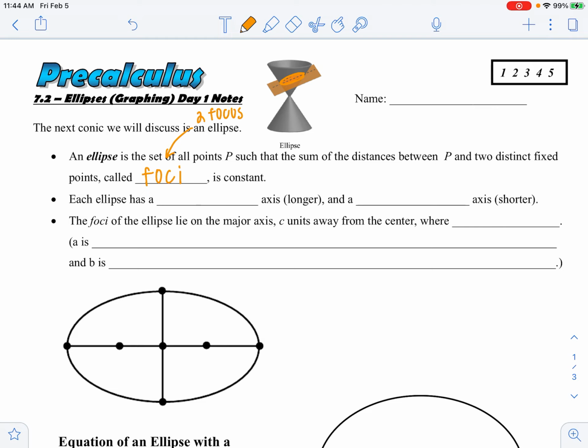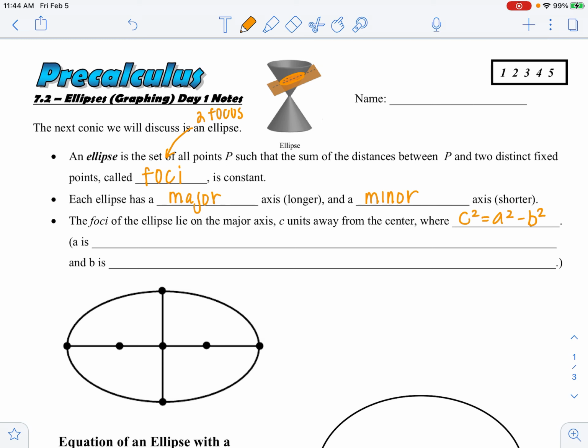Okay, each ellipse has two axes. The major axis is the longer axis. The minor axis is the shorter axis. The foci of the ellipse lie on the major axis, and they are c units away from the center, where we find c by using c squared equals a squared minus b squared. Now, that means nothing to you right now, but it will shortly once we start graphing.